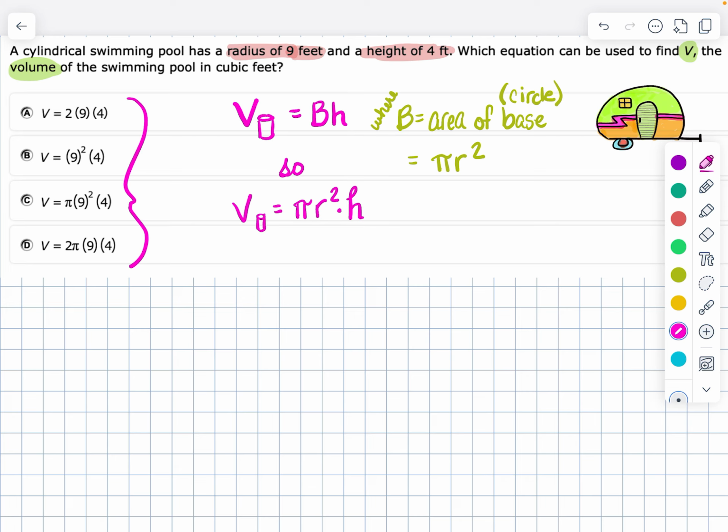The volume is equal to capital B times H. And capital B confused a lot of my students, as it did me actually when I first saw it. Capital B just means the area of the base. And in this case, we're working with a cylinder, so the base is a circle.